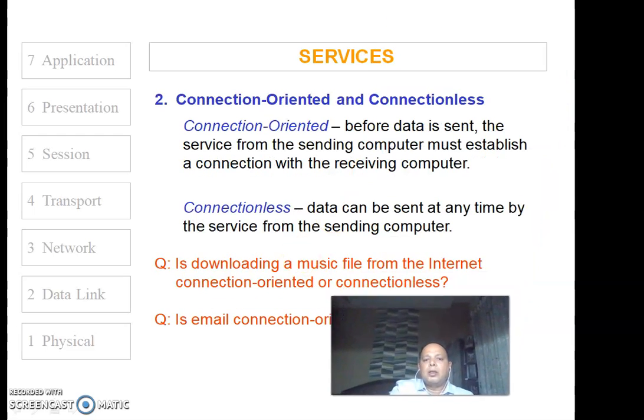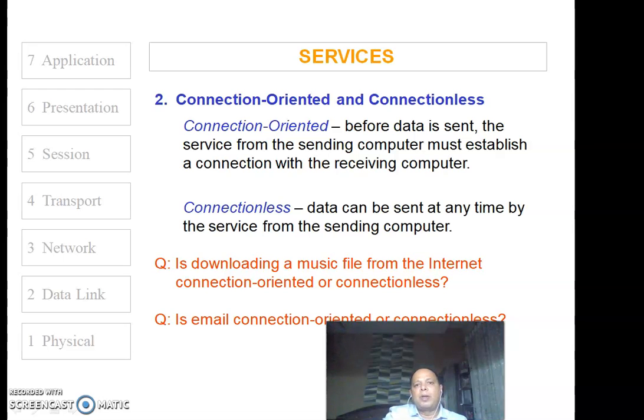We have seen that two kinds of services are possible in the OSI model. The connection-oriented services: before data is sent, the sending computer has to establish some kind of handshaking with the receiving computer. Unless this handshaking is done successfully, the actual data transfer won't start. Therefore, in connection-oriented services, the handshaking between two machines is important. The synchronization is important. Once these issues are addressed, the data transfer will commence. That is connection-oriented services.